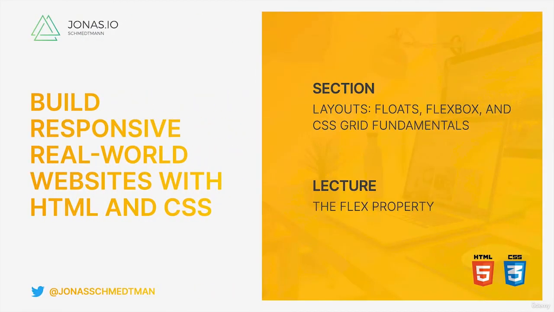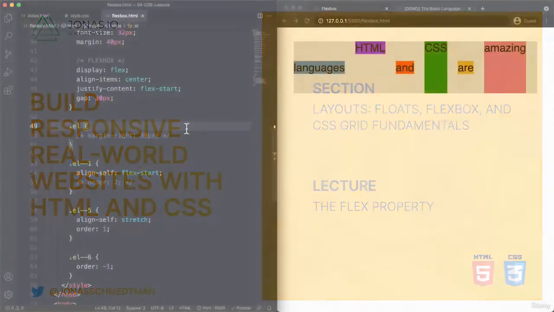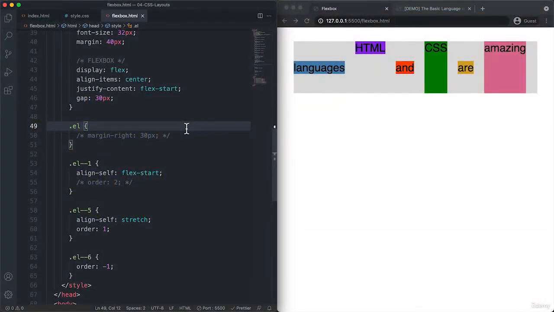Let's now learn the basics of the flex property, which is the property that we use in order to actually size flex items. And remember how I showed you in the flexbox property overview how the flex property is actually a shorthand for flex-grow, flex-shrink, and flex-basis. And so let's now talk about each one of these three one by one.